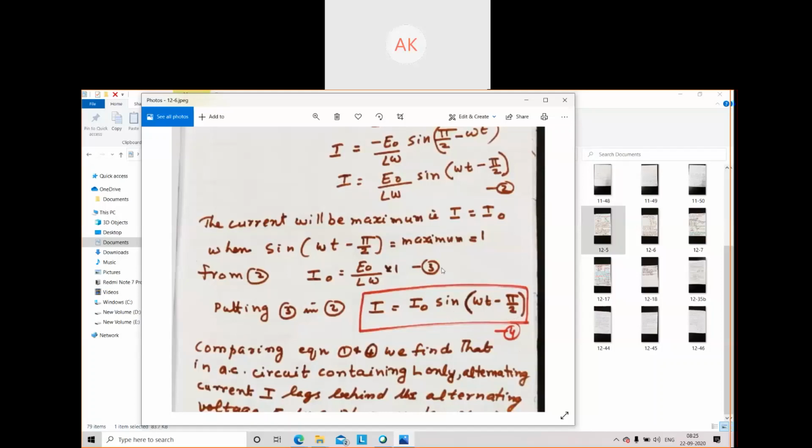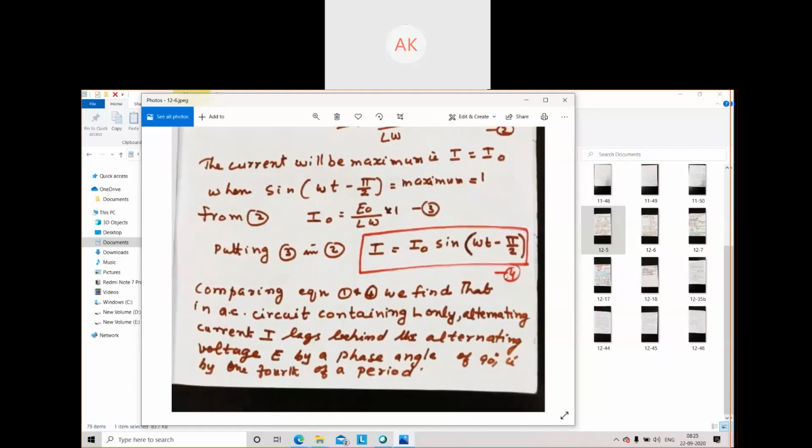So comparing equation 1 and 4, what is 1? E equal to E0 sin omega t. What is 4? I equal to I0 sin omega t minus pi by 2. So what is the phase relationship we got? The current lags the voltage by a phase angle of pi by 2. Current lags behind the alternating voltage E by a phase angle of 90 degrees, that is by 1/4 of the period.